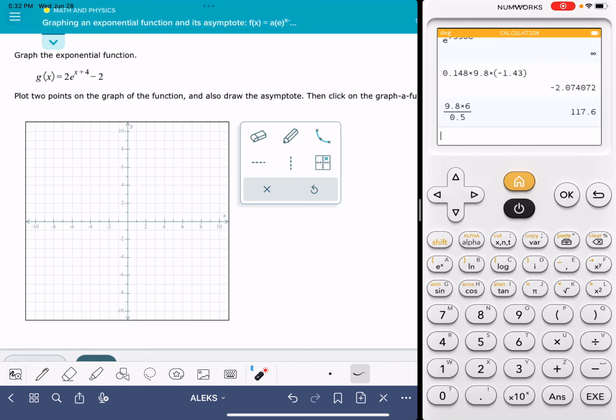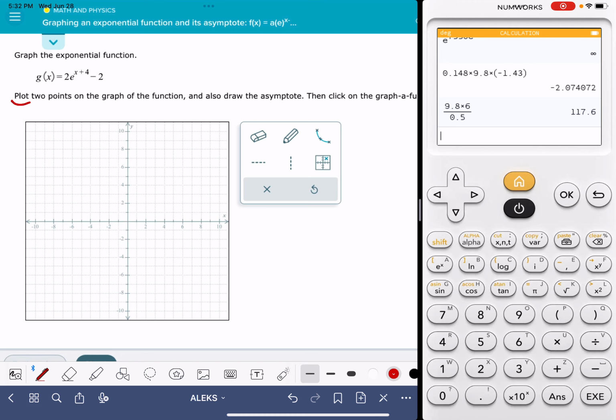In this video, we're going to work on the ALEKS problem called graphing an exponential function and its asymptote, f of x equals a e to the x minus b plus c. This problem is giving us a function to graph, and it's actually quite a bit easier than it might seem. The one thing I want to point out to you is that ALEKS wants this graphed in a particular way.